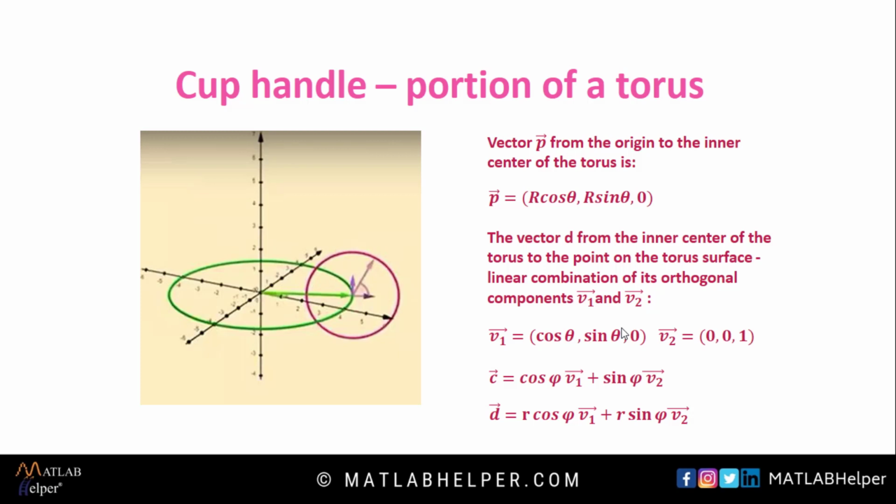The vector p from the origin to the center of the torus is given by the ordered triplet r cos theta, r sin theta, 0.